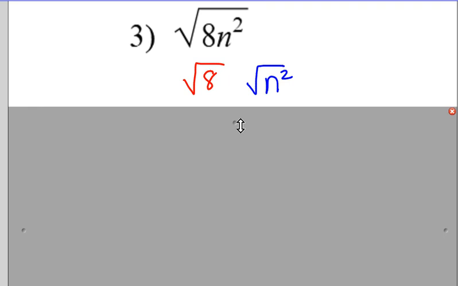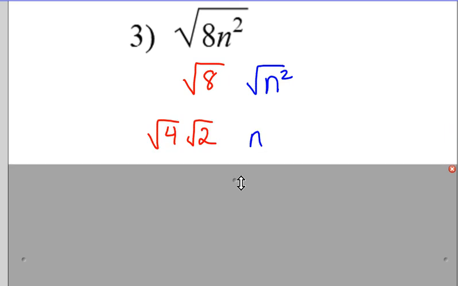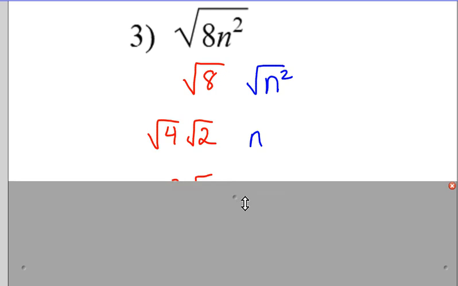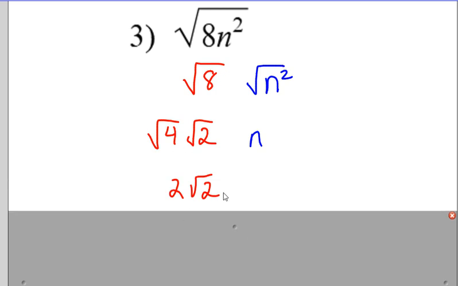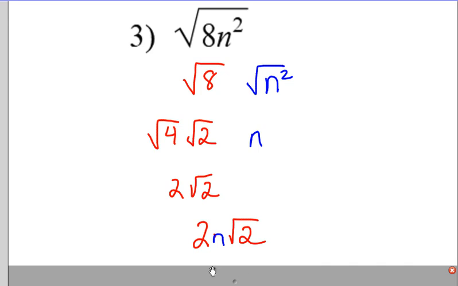Square root of 8 times the square root of n squared. Square root of 4 times the square root of 2 times n. Still can be simplified to 2 square roots of 2. And on the outside, we have 2n square roots of 2.